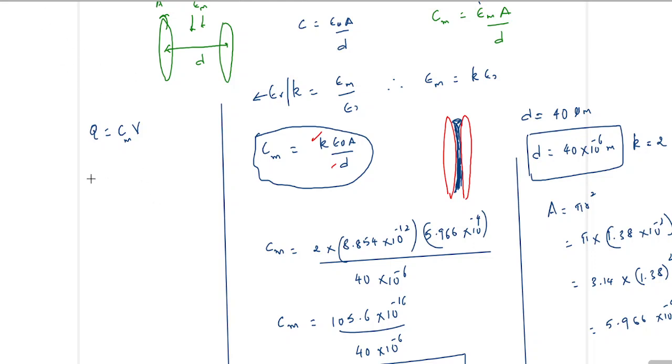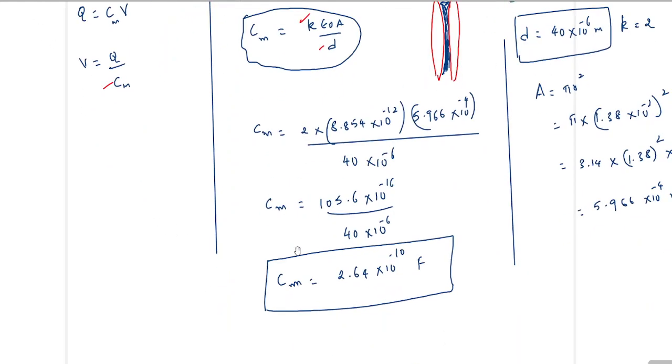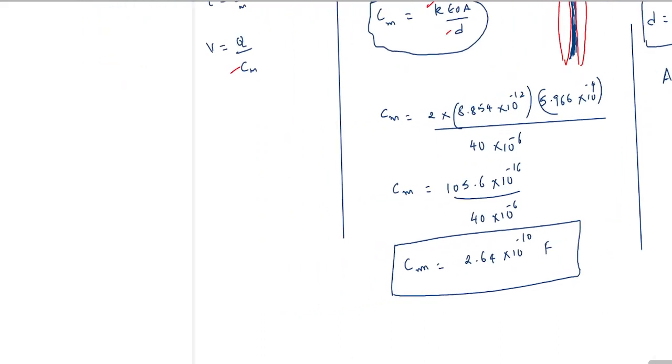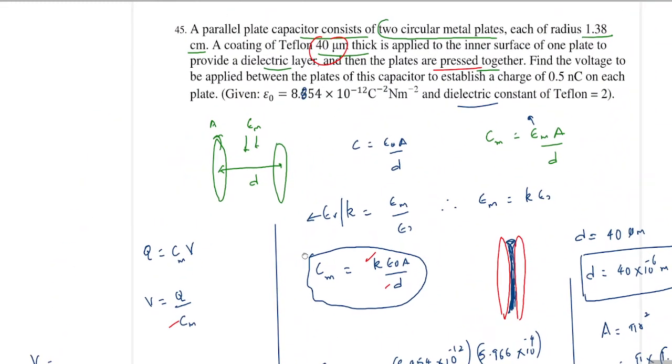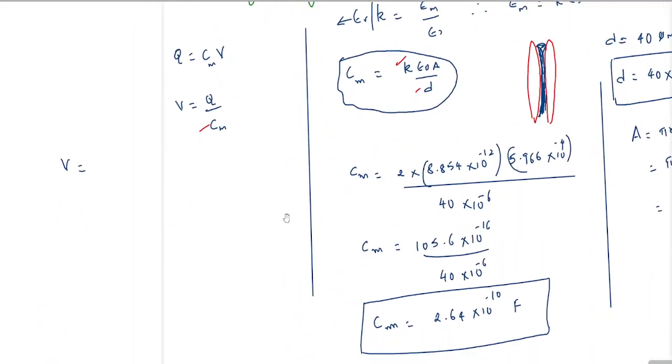So to find V, V is equal to Q by Cm. So to find V, what we need is Cm, hence we found what is Cm from here. So we'll again do it here only. So this V is equal to Q. The charge present on the plates is 0.5 nanocoulomb.